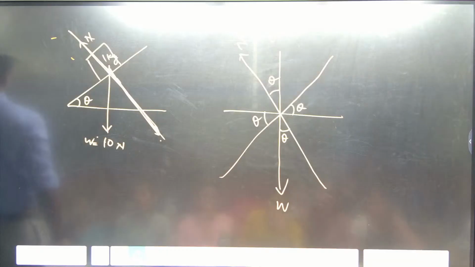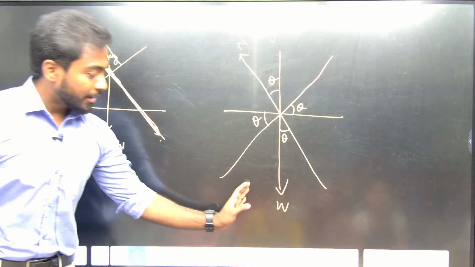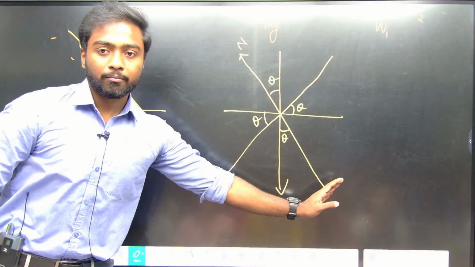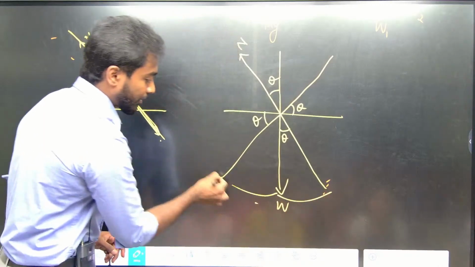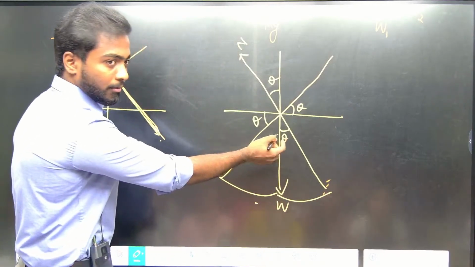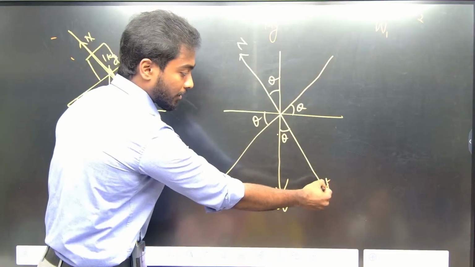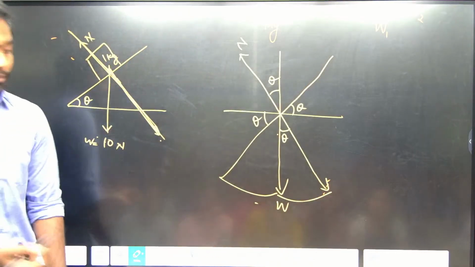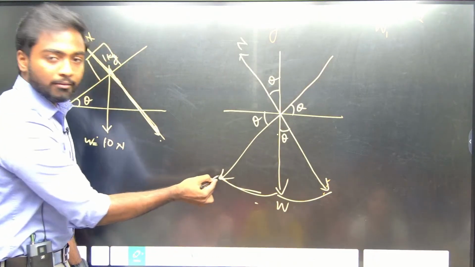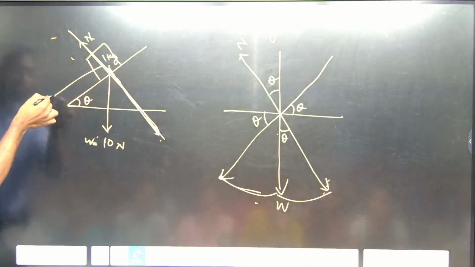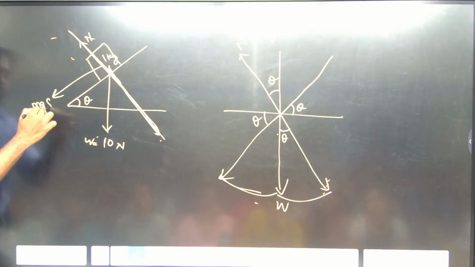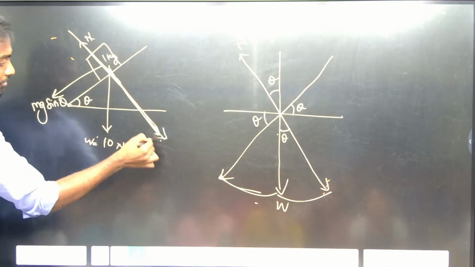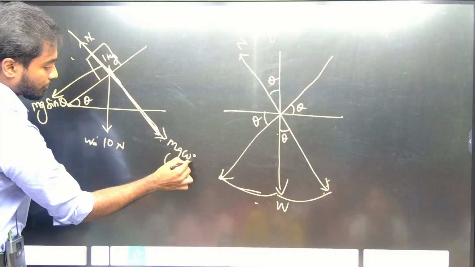Did you understand? Any doubt here? I am taking the weight to the other side. If I take this side or if I take this side, the theta is on the right side, right? Does it become cos or sin? Each side. So I have taken this is mg sin theta. This is mg cos theta.